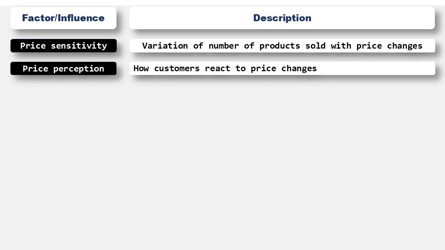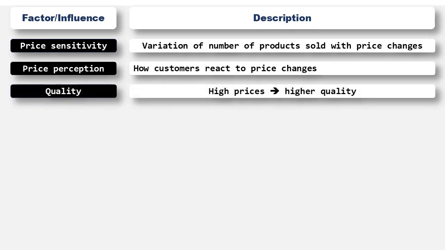Price perception. This refers to the way in which customers react to price changes. For example, some people perceive that a high price means that they are buying something a bit more exclusive or luxurious than a lower priced similar item, and they are therefore prepared to pay the higher price for the kudos associated with the product.